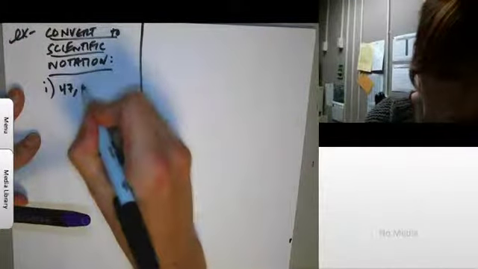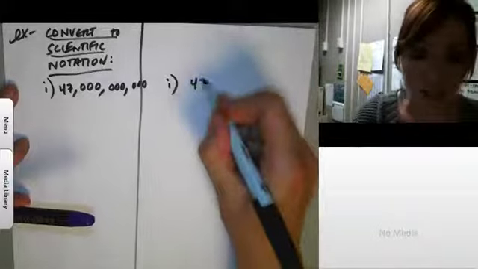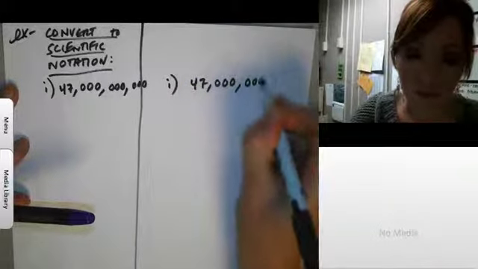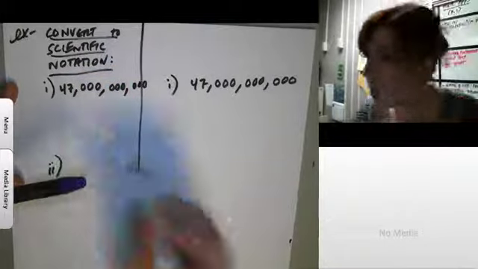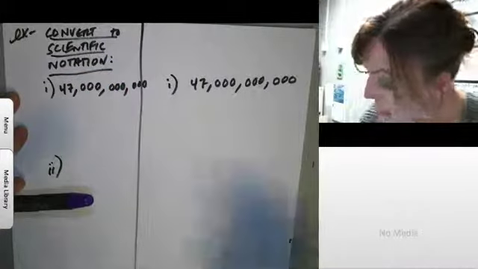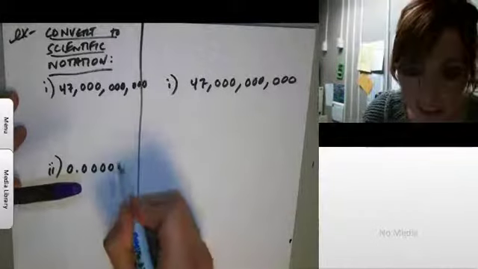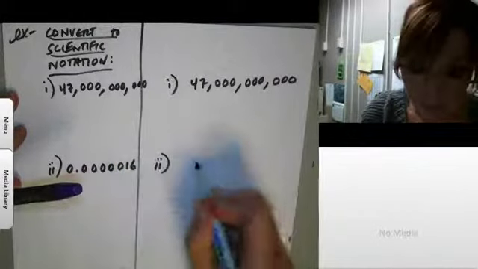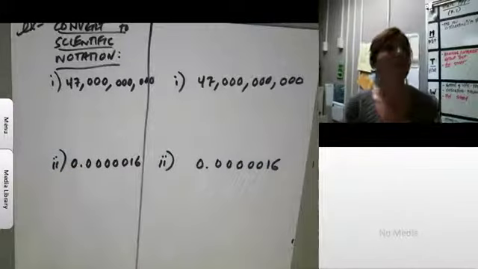Okay. So the first one we're going to do is 47 billion. I'm going to put a few of these up here so you guys can look ahead and be on the lookout if you would like to try putting these in scientific notation. Okay, so that's the first one. The second one, can you guys see okay? Second one is 0.000000016. Okay. Everybody take a look at those.